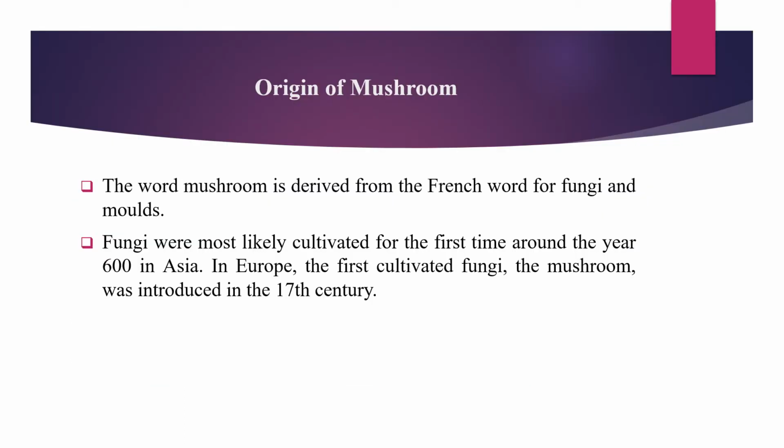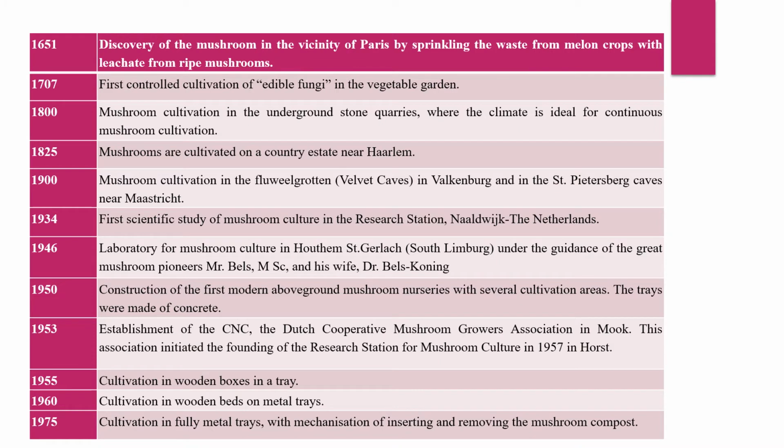Origin of mushroom. The word mushroom is derived from the French word for fungi and molds. Fungi were most likely cultivated for the first time around the year 600 in Asia. In Europe, the first cultivated fungi, the mushroom, was introduced in the 17th century. In 1651, mushrooms were discovered in the vicinity of Paris by sprinkling the waste from melon crops with leachate from ripe mushrooms. In 1707, first controlled cultivation of edible fungi in the vegetable garden.